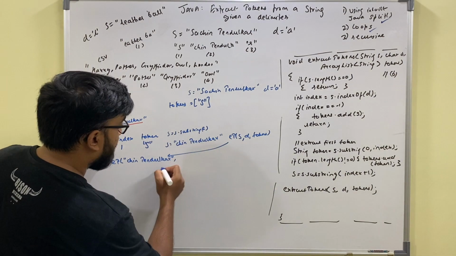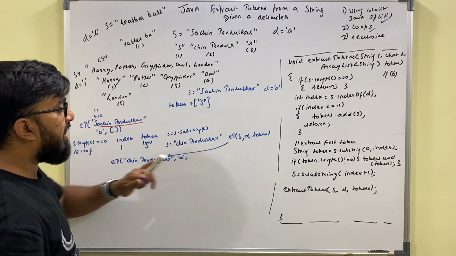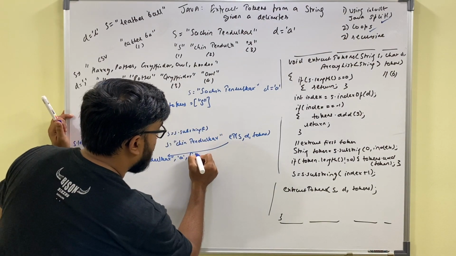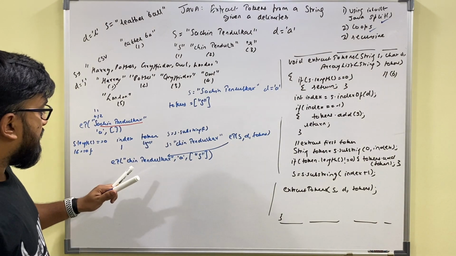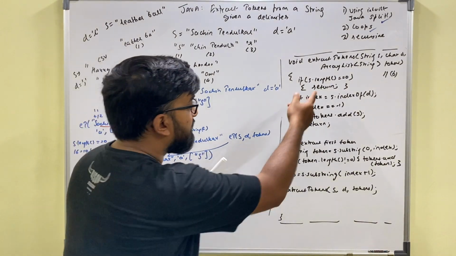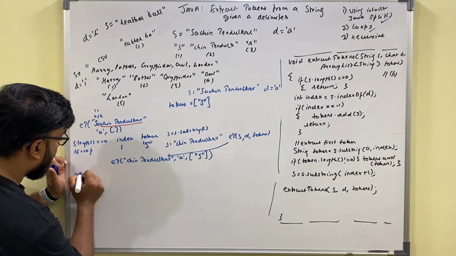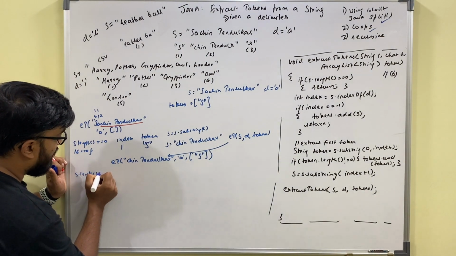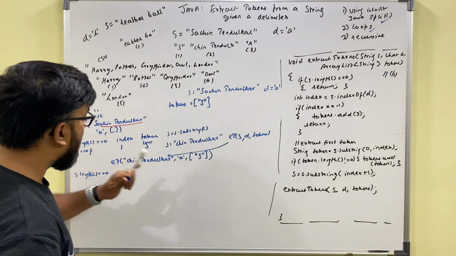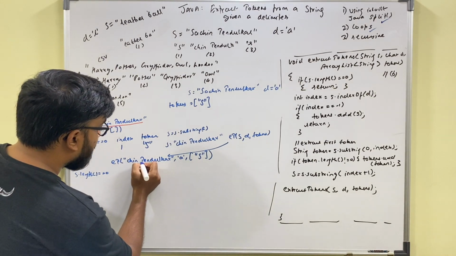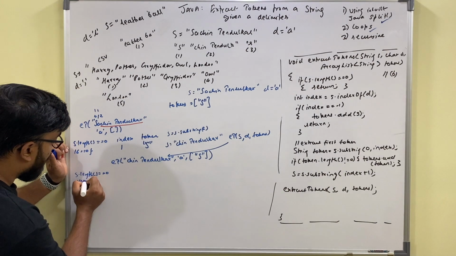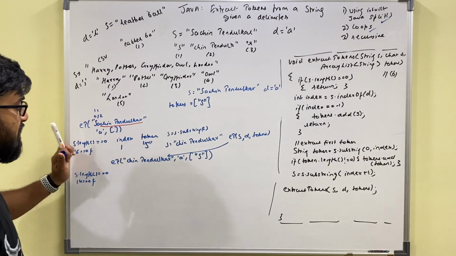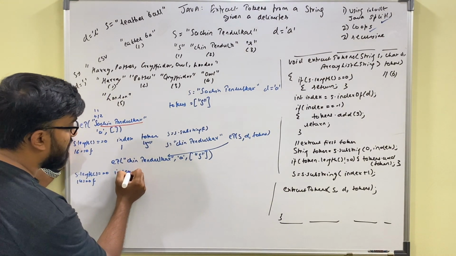Okay, d is lowercase a, which remains the same, and tokens is this array list. Call et with these three values. The first condition is s.length equal to 0. s.length is 1, 2, 3, 4, 5, 6, 7, 8, 9, 10, 11, 12, 13, 14. 14 is equal to 0 is false. Okay, you calculate the index. This condition is false.